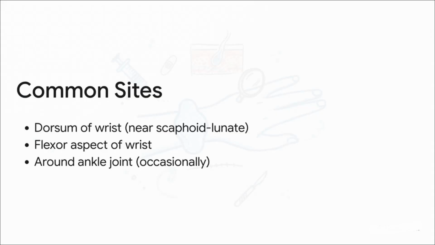So, where do these things prefer to hide out? By far, their absolute favorite location is the dorsum of the wrist, right near the scaphoid lunate articulation. But if they aren't on the back of the wrist, you'll sometimes find them on the flexor aspect, the palm side. And occasionally, though it's less frequent, they'll pop up right around the ankle joint.